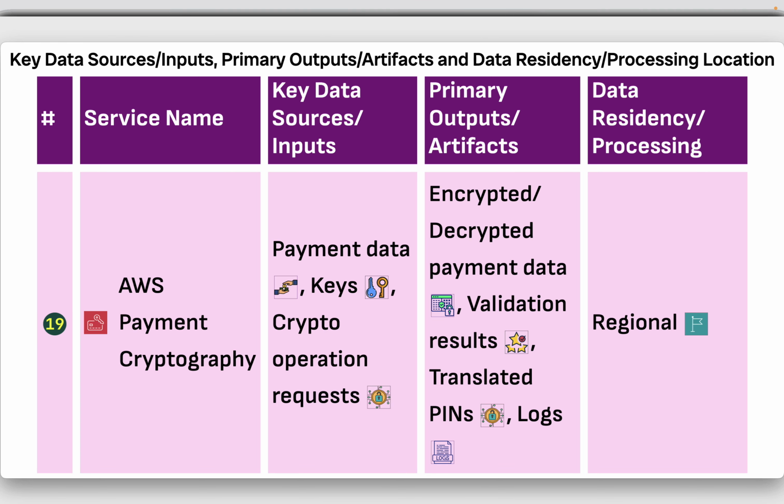Next, we have AWS Payment Cryptography. Data sources are payment data, keys, cryptographic operations requests, and outputs are encrypted, decrypted payment data, validation results, and translated PINs and logs. Residency is regional.